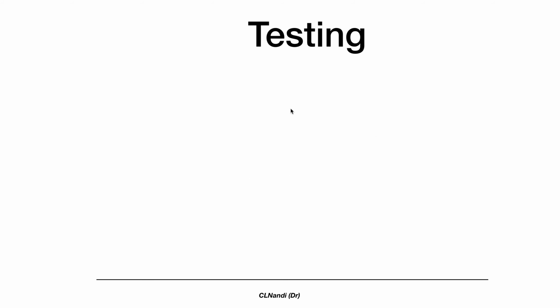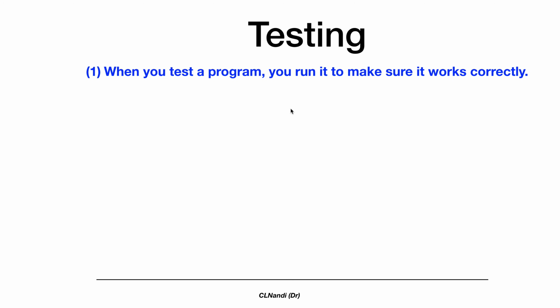So testing. What do we mean by testing? Now, testing is not a concept in isolation. You test something. And in this case, we are testing a computer software or a computer program. So you have a computer program which you apply tests on. And in the tests, you are seeing that the computer program is doing what you want it to do, i.e. the output is as it should be. So when you test a program, you run it to make sure it works correctly.